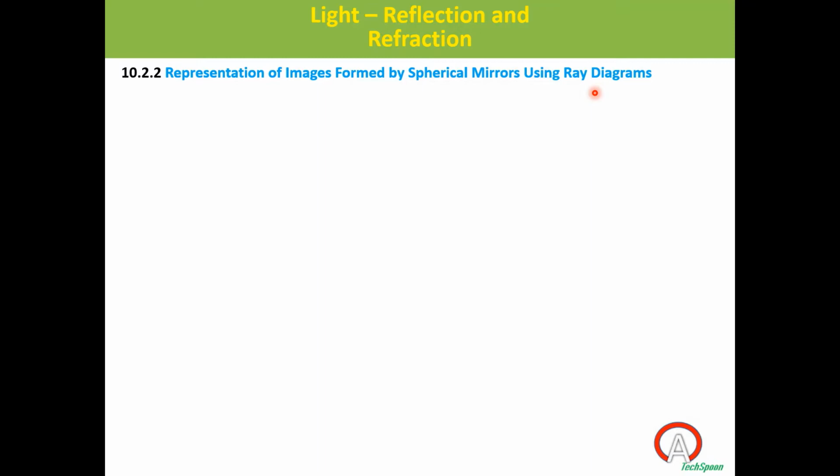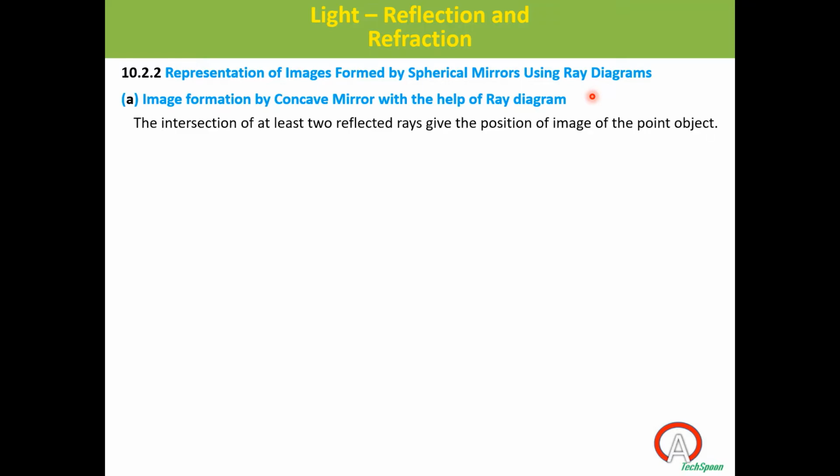Just open your notebook, you have to use the 4 ray diagrams. From those 4 ray diagrams, you have to use 2 ray diagrams to find out the image formation by a concave mirror and a convex mirror. First, there are 2 types of spherical mirrors, right? One is a concave mirror, another one is a convex mirror. So image formation by a concave mirror.